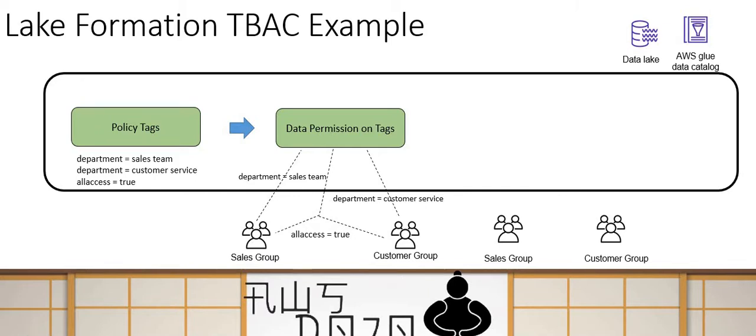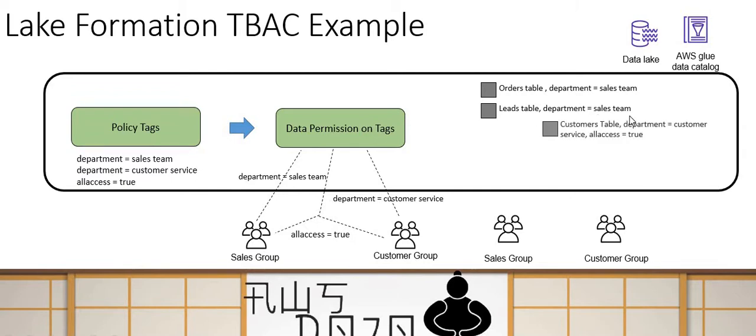Now this is a one-time, or let's say less frequently configured, thing you did. And then after that you start creating your data lake resources. So you created an orders table, and this orders table has a policy tag associated, department equal to sales team. Then your leads table got department equal to sales team. Then we got a customers table which has department equal to customer service, and it has another tag which is all access equal to true.